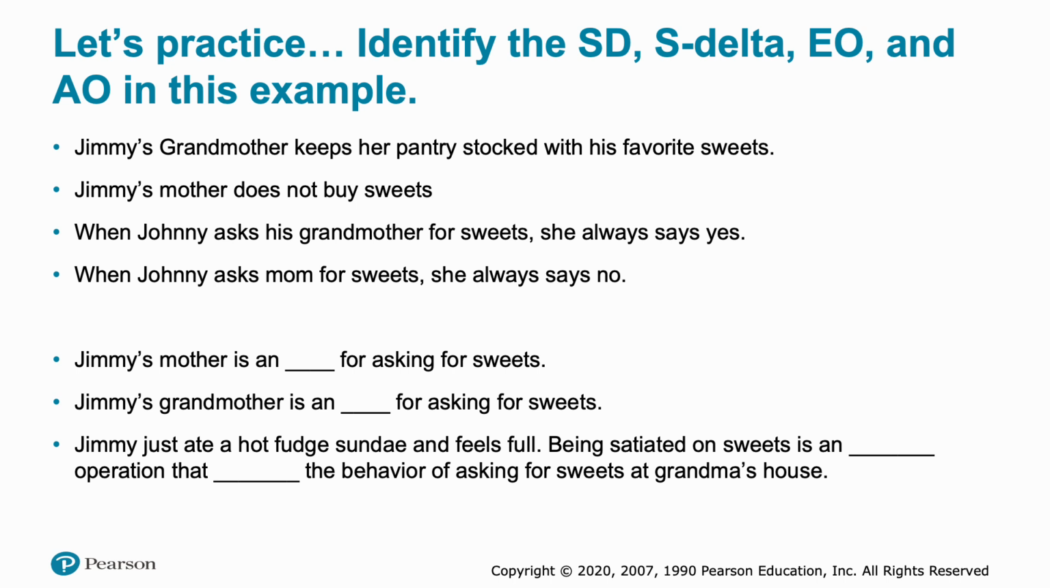Okay, so I'll walk you guys through this one as well. If Jimmy just ate a hot fudge sundae and he feels very full, that acts as an abolishing operation. So being satiated on sweets is an abolishing operation that will abate the behavior of asking for sweets at grandma's house. So we'll see a decrease, in that particular moment, in the behavior of asking for sweets.